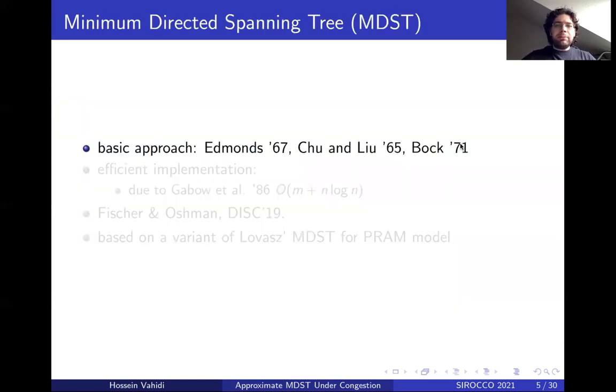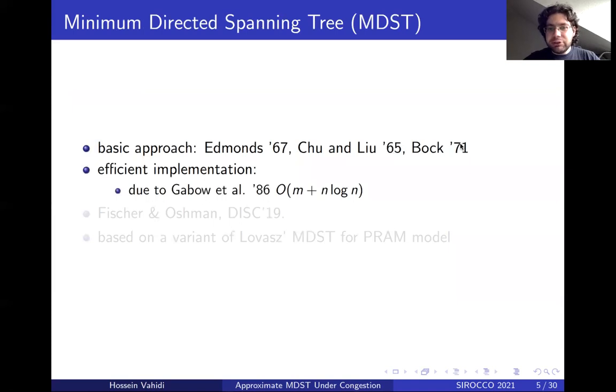Let me talk about the minimum directed spanning tree a little bit. The basic approach was due to Edmonds, Chu, Liu, and Bock. Their solution goes in steps and gradually expands the solution to the whole graph. Depending on how you do these steps, you get different implementations with different running times. The efficient one is due to Gabow et al., which runs in O of m plus n log n, where m is the number of edges and n is the number of nodes.